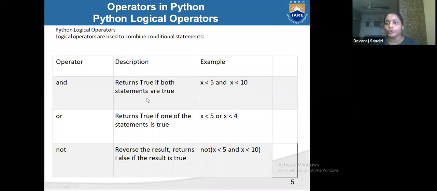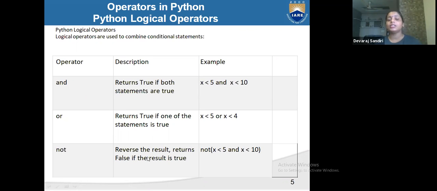It will return true if both statements are true. For x greater than y, for example 5 greater than 10, it will give true only if the condition holds. Take x less than 5 and x less than 10: if both statements are true, then it will show true. The or operator returns true if one of the statements is true, for example x greater than 5 or x less than 5.